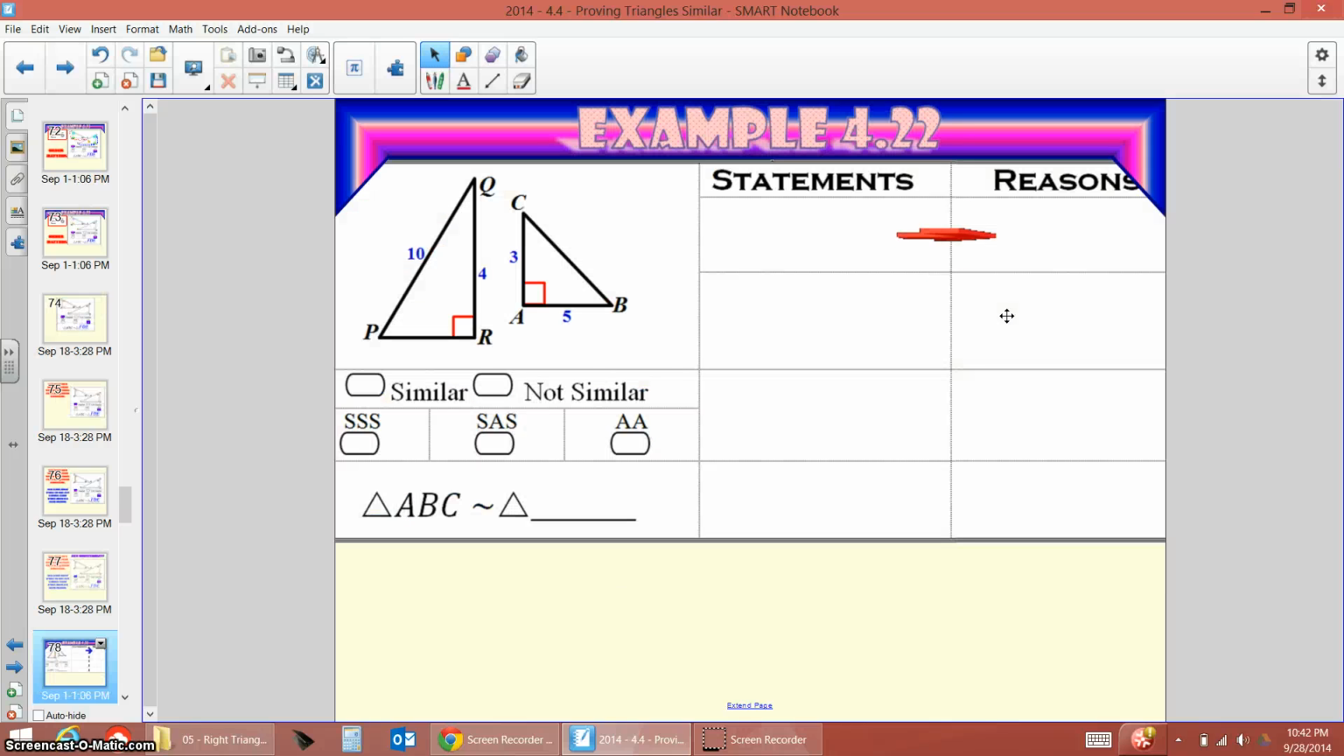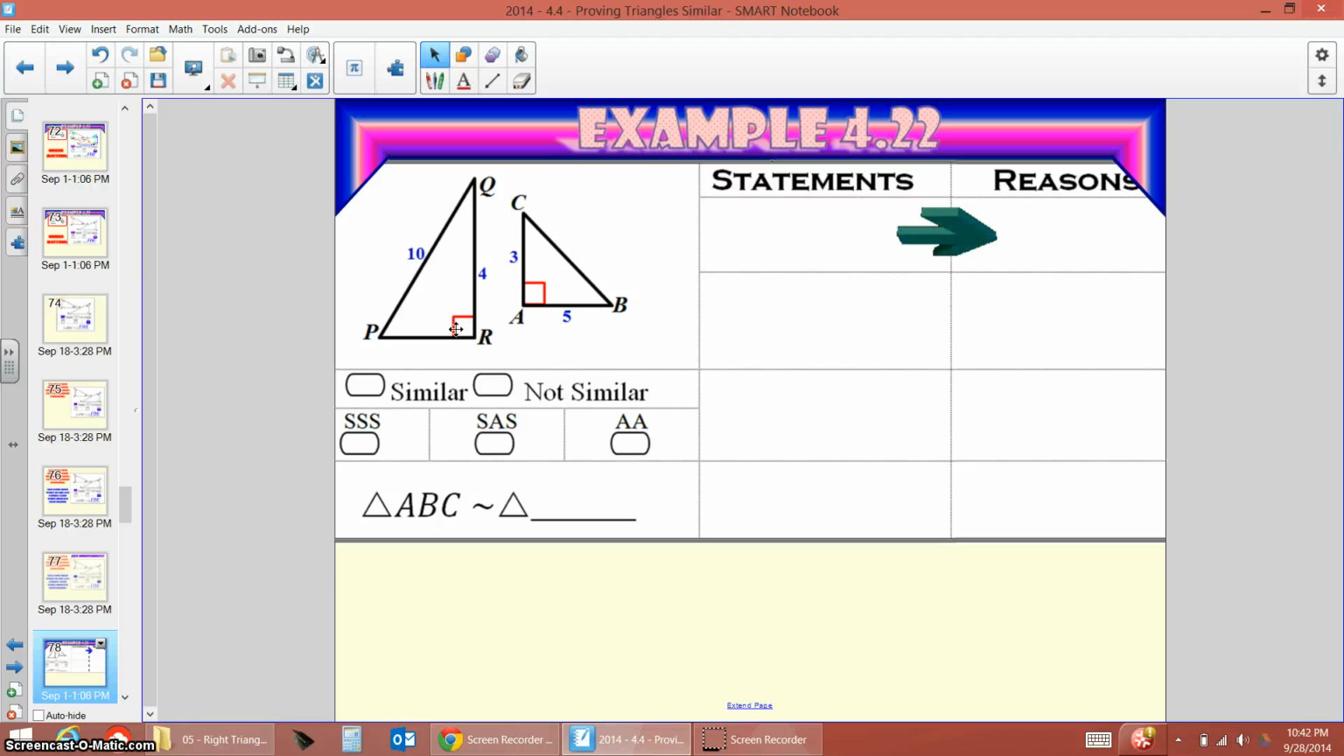So, okay, let's look at this one here. What were our steps, our order? We look for two angles. Do I have two angles in this triangle that are congruent? Nope, just the one. So now go on to the next one. Do I have one angle in both triangles? Yes, I have one angle in both triangles. So I've got that done.